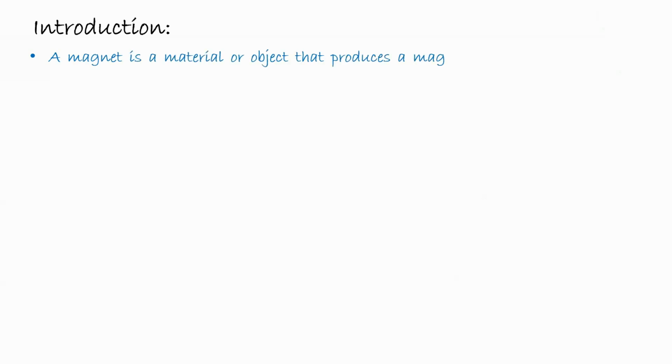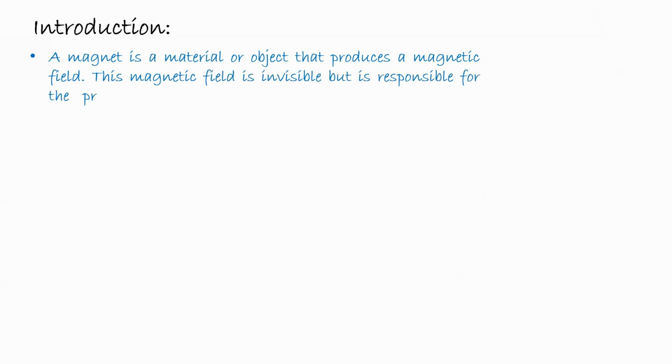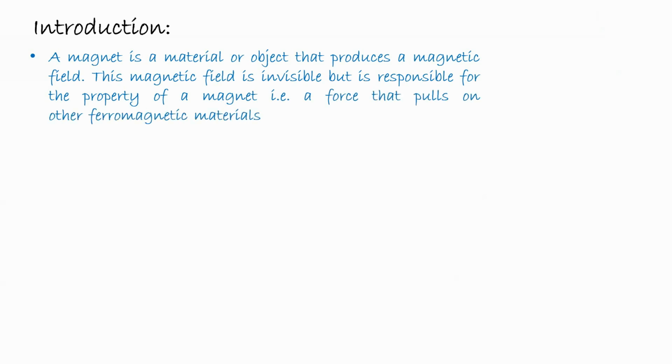The first is, what is a magnet? A magnet is a metal or object that produces a magnetic field. This magnetic field is invisible, but it is responsible for the property of a magnet, that is, a force that pulls on other ferromagnetic materials such as iron and attracts or repels other magnets.